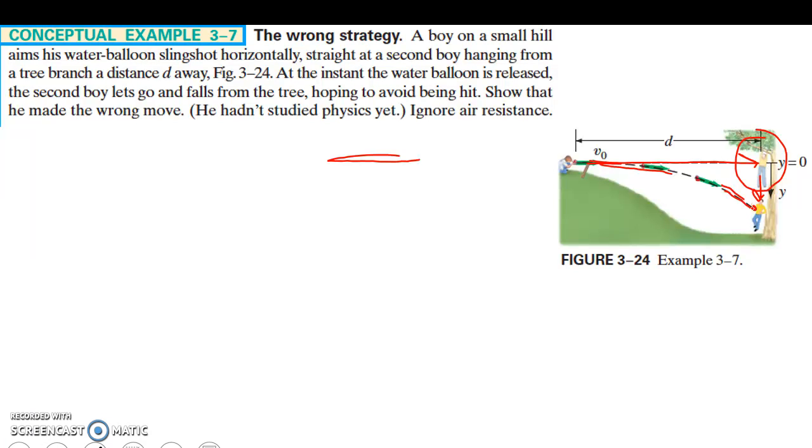So the second boy thinks he can avoid it. Obviously, he made the wrong move. Because of gravity, the water balloon is going to drop down and hit this boy. Please ignore air resistance, and you can see why that happens. We could even do math with that if we wanted to.